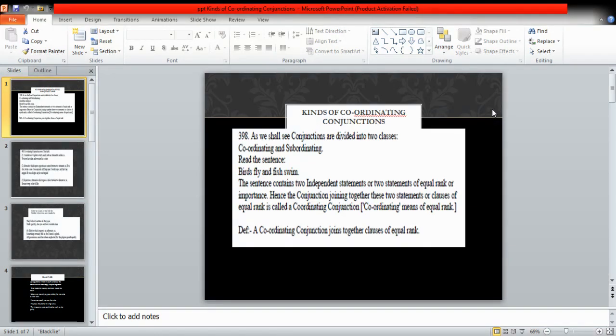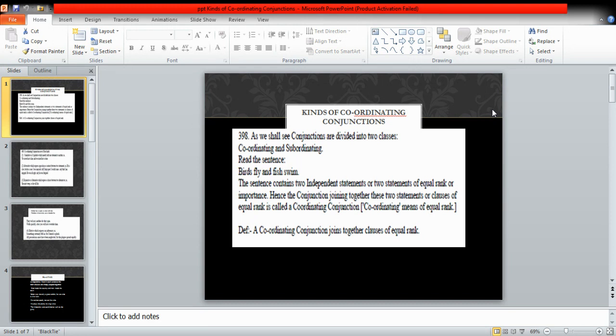In the last lecture, if you remember, we did the kinds of conjunctions, and I told you that in the next lecture we are going to have the kinds of coordinating conjunctions. In the last lecture, we discussed the coordinating conjunction. First of all, we have to revise the idea of the coordinating conjunction. A coordinating conjunction always joins two independent clauses. This is what we decided in the last lecture.